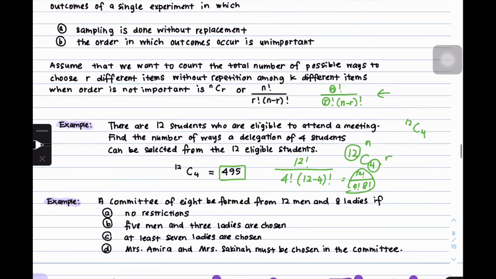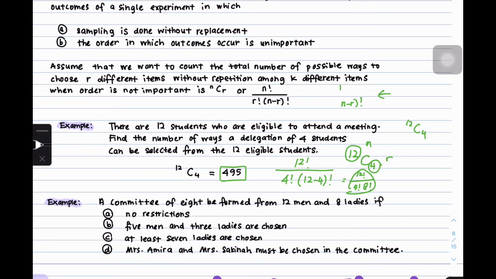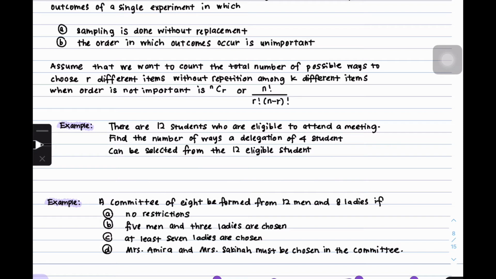Alright, next. You want to see a next example, but then let me erase all of this so that we can use the space.